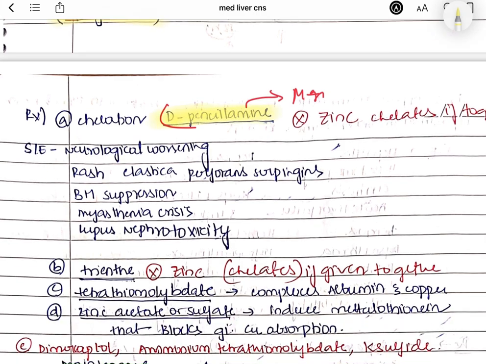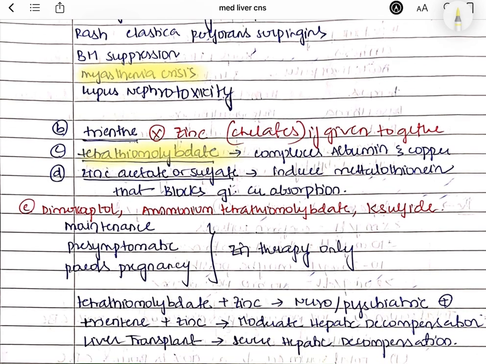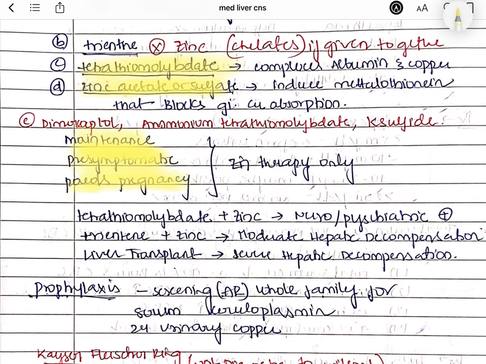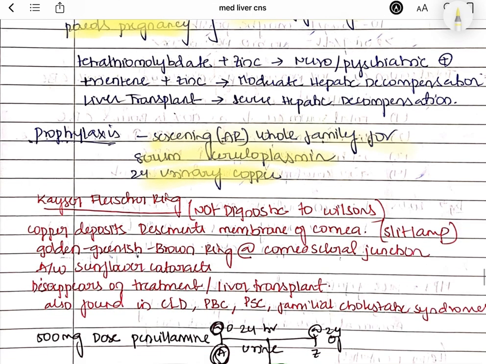Coming to the treatment, D-penicillamine can be given, and the important complication of this D-penicillamine is myasthenia gravis, and also tetrathiomolybdate, zinc acetate or zinc sulfate for the pregnancy and the pre-symptomatic and the maintenance therapy. Zinc is only preferred, and in the prophylaxis you'll do this serum test and the urinary test.